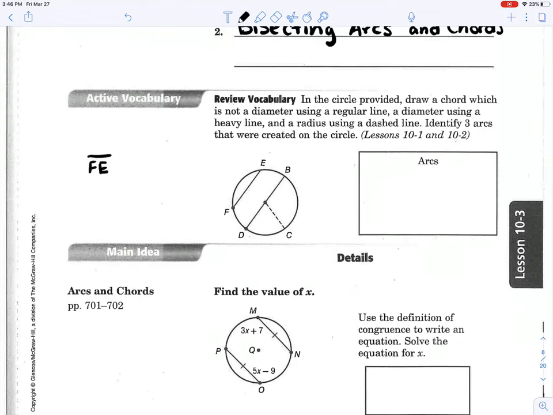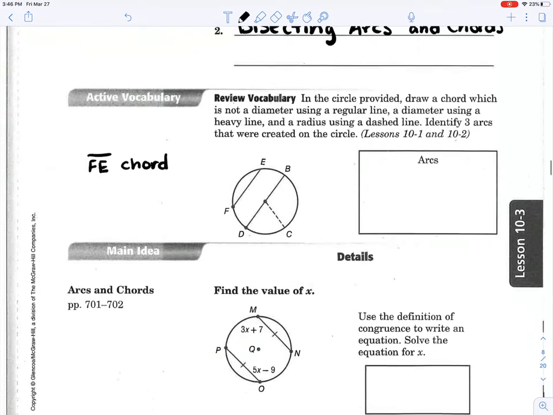So I see that FE is that chord because it goes from one side of the circle to the other. I also notice that DB is a chord, but more specifically, it's the diameter. And last, I notice that I have this dashed line. Let's name this center O. So we'll say OC is a radius, but if I wanted to list all the radii, I see OC, OB, and OD are actually all radii in this case.